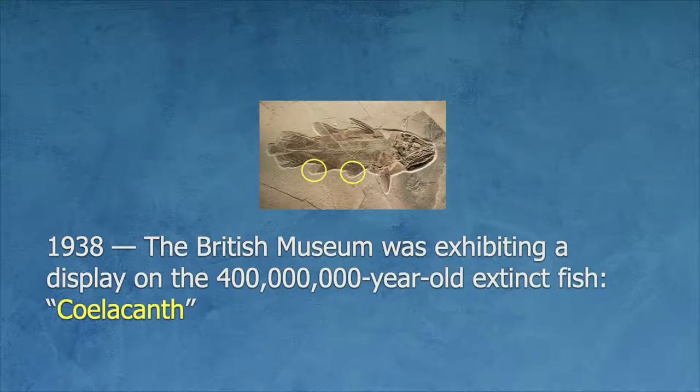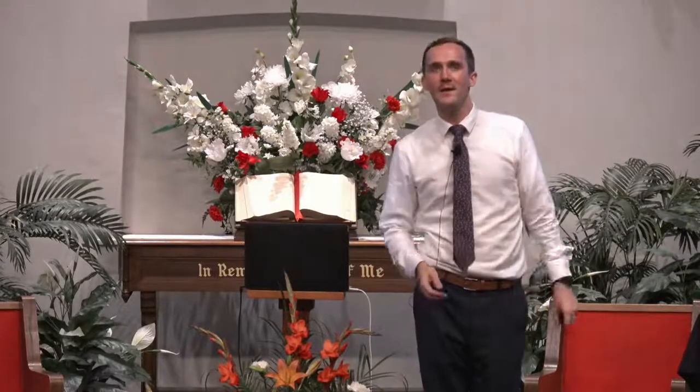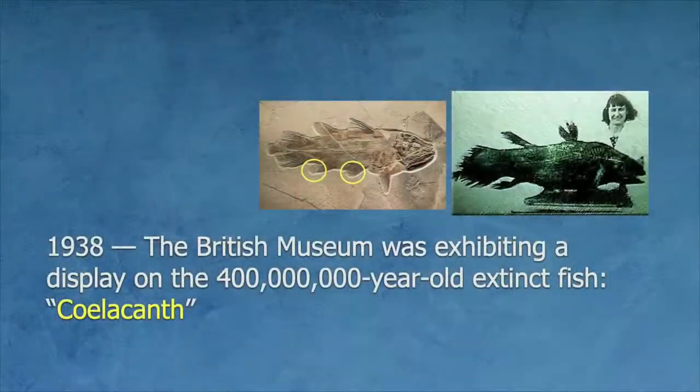And these feet mean that they're transitioning from a fish to an animal or a dinosaur. But the interesting thing is that rather than this proving that fish walk on land, they found a fish in 1938, and it was exactly the same as this fossil. And this one was caught off the coast of South Africa.